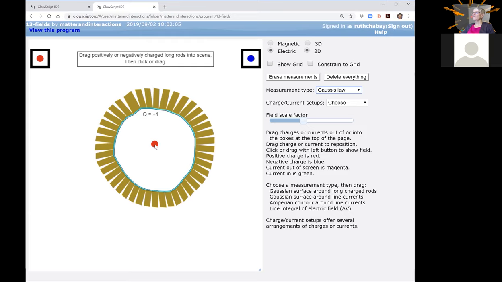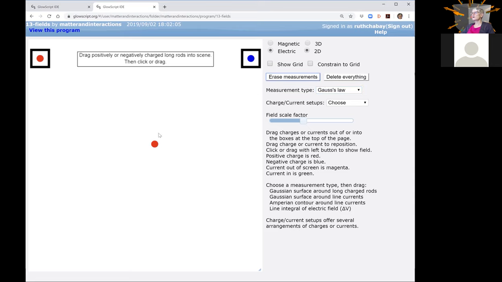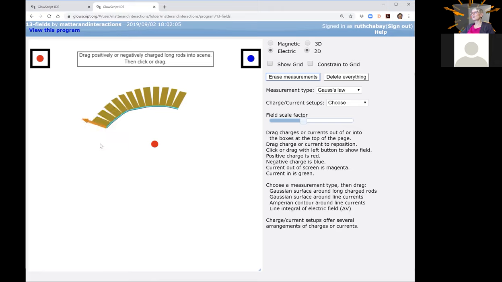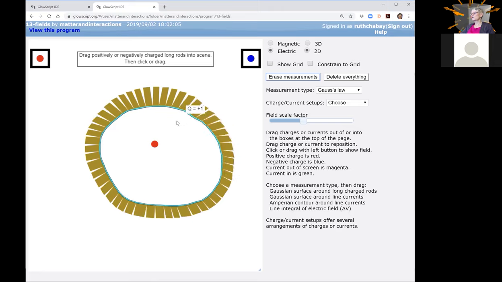Now, does it matter how big I make the radius of this cylindrical surface? Well, let's erase this measurement and we'll draw a surface with a smaller radius. We see that the flux is a lot bigger, but the surface area was smaller. And so a big flux times a small surface area gave us the same answer as a smaller flux, but a bigger surface area. So that's that integral of dA.